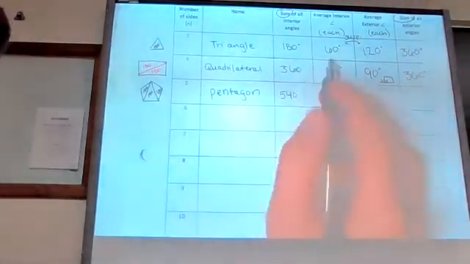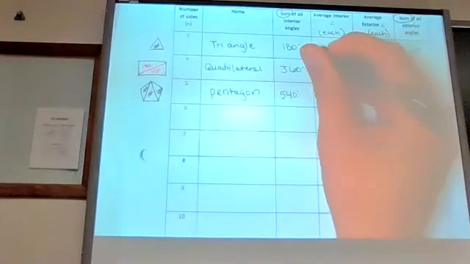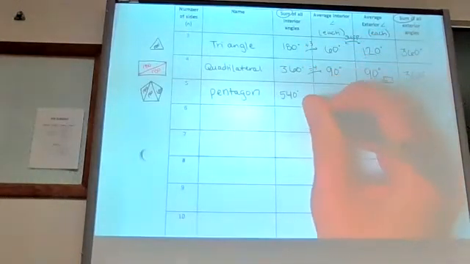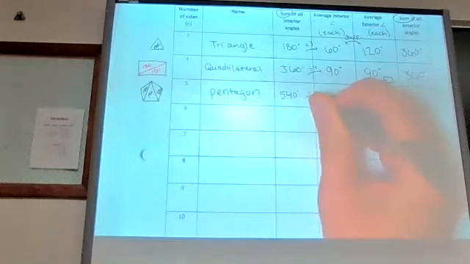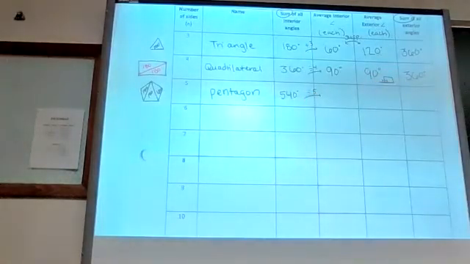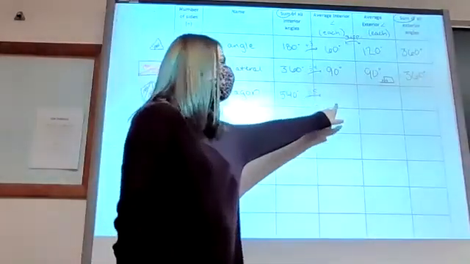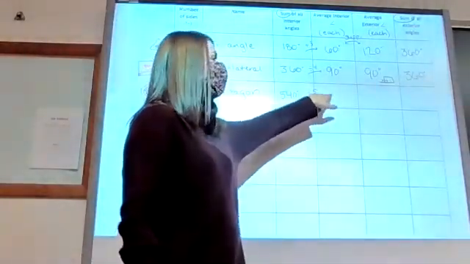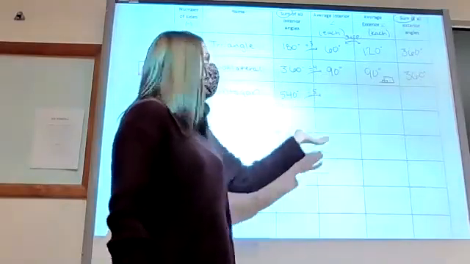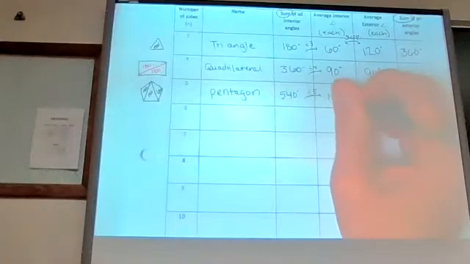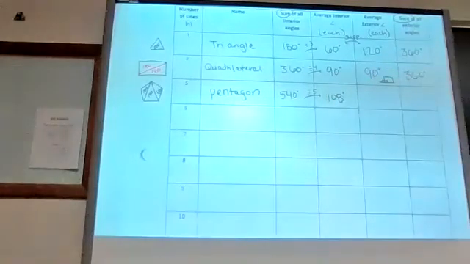Now up above, we get our average interior. We just did this, and we divided by 3 and we divided by 4. We're going to do the same, and divide by 5. So let's break it apart. If I take 500 and divide it by 5, that's 100. 40 divided by 5 is 8. So that's 108 degrees for each interior angle.